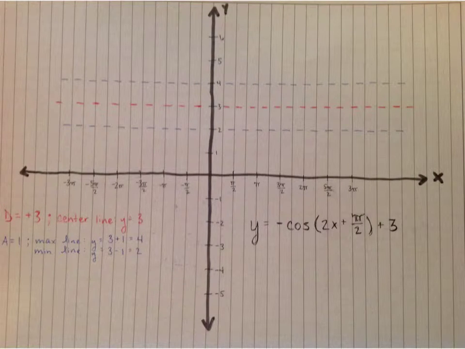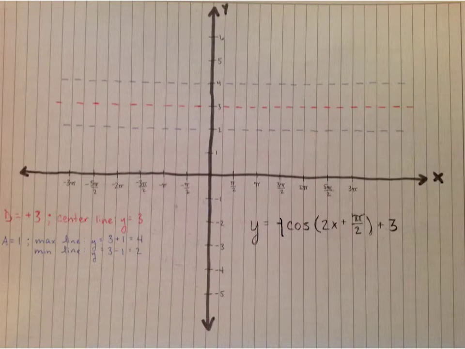Next, I identified my amplitude as 1, which is a little imaginary 1 right there. We can go ahead and draw that in if it helps. And based off that amplitude of 1, I got my maximum line as y equals 4, which I drew here in my blue dotted line, and my minimum line as y equals negative 2, which I drew here in that blue dotted line.